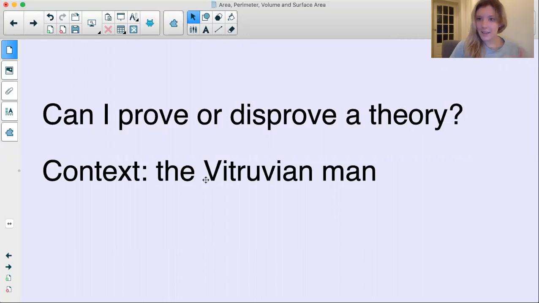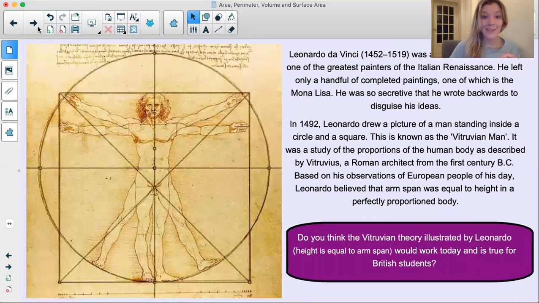And the context for our investigation is the Vitruvian man. Okay, you ready for this? I hope you're looking at his head and his curly head of hair and, you know, nothing else, Year 6. Let me move my face out of the way.